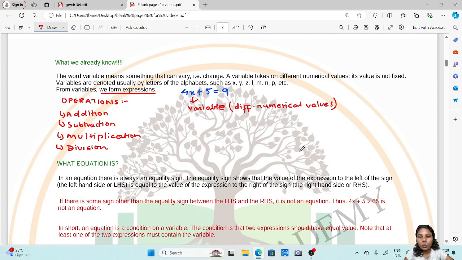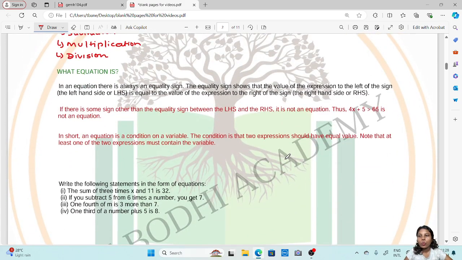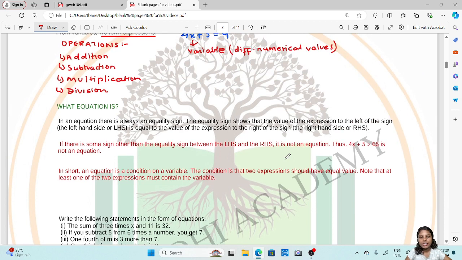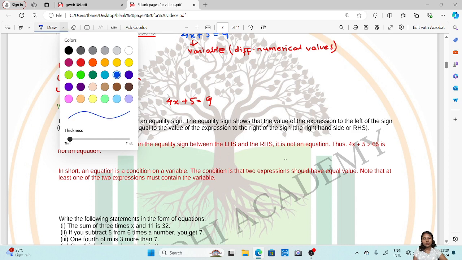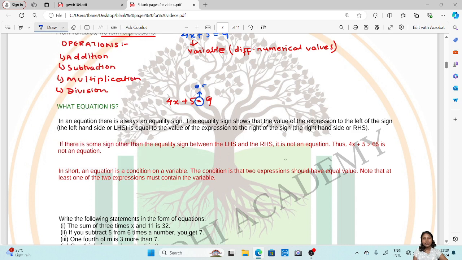So now let us look at what an equation is. In an equation, there is always an equality sign. The equality sign shows that the value of the expression to the left of the sign is equal to the value of the expression to the right of the sign. So with the same example, 4x plus 5 equals 9, an equation always has an equal to sign. This is our equality sign.